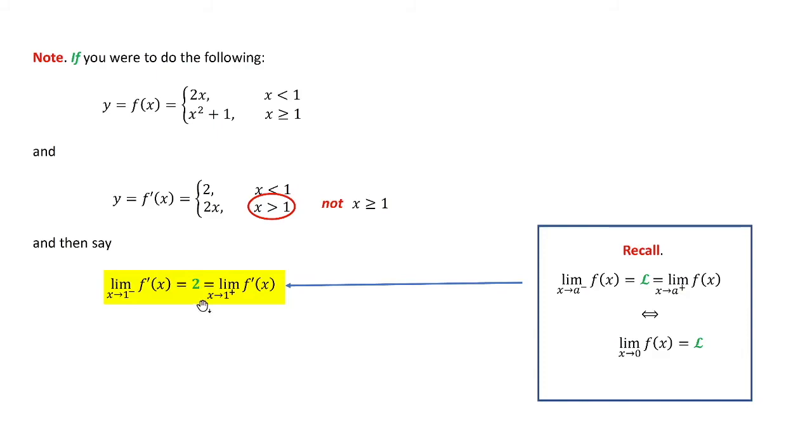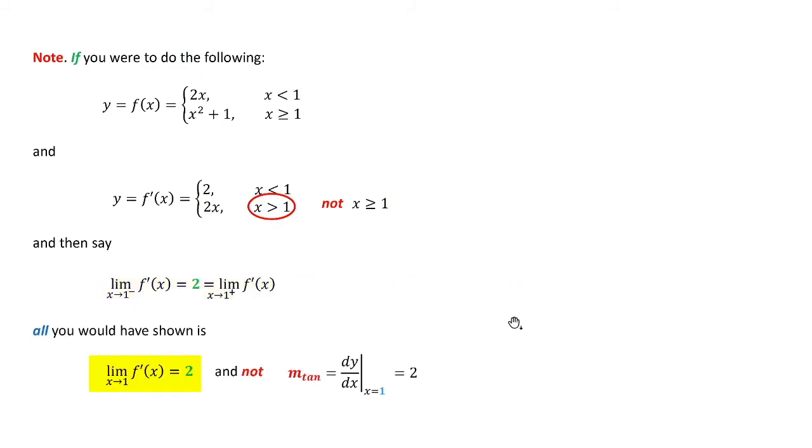All you showed in this case was that the limit from the left and the limit from the right of f prime as a function is 2. I mean, that's all you did. That's not the slope of the tangent line. That's the limit of f prime, which is not the same. Okay, so you have to be careful about these things, right?